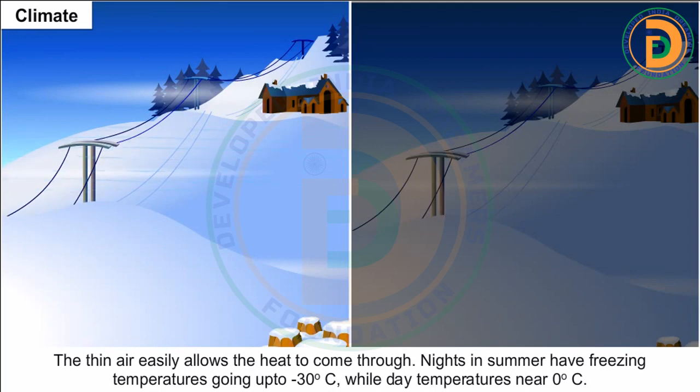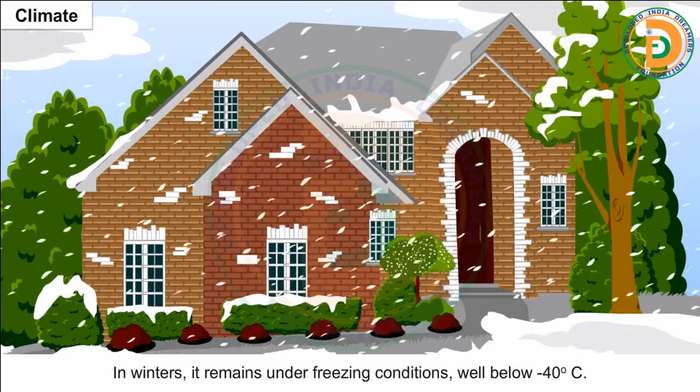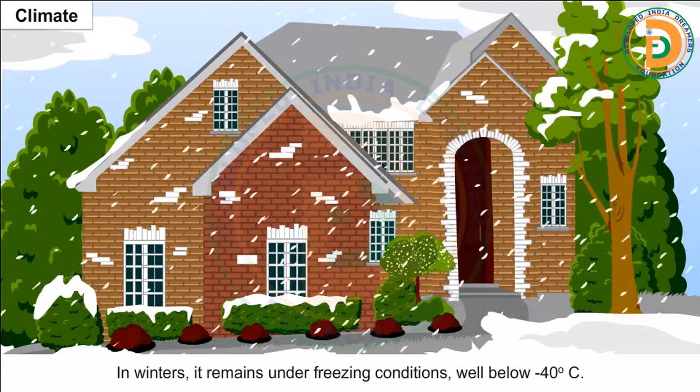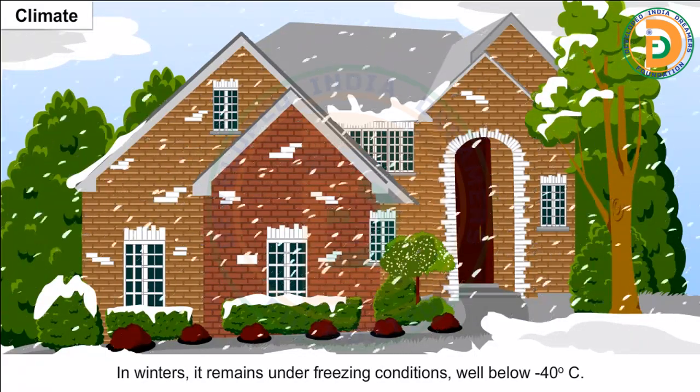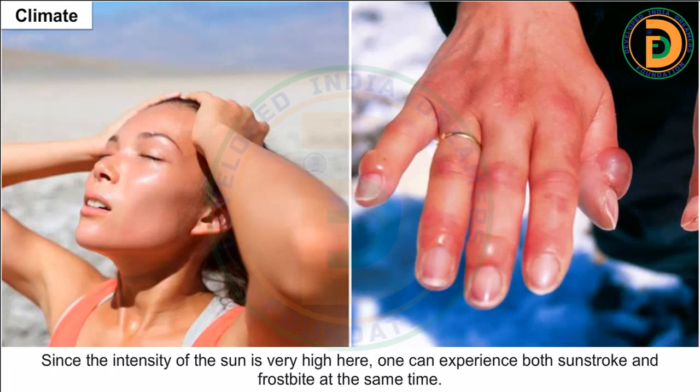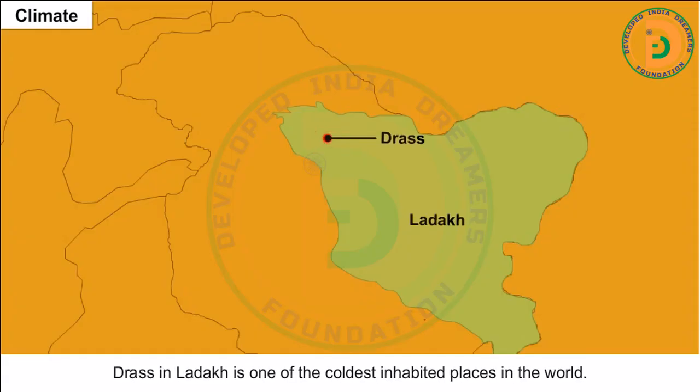Nights in summer have freezing temperatures going up to minus 30 degrees Celsius, while day temperatures near 0 degrees Celsius. In winters, it remains under freezing conditions, well below minus 40 degrees Celsius. Since the intensity of the sun is very high here, one can experience both sunstroke and frostbite at the same time. Dras in Ladakh is one of the coldest inhabited places in the world.